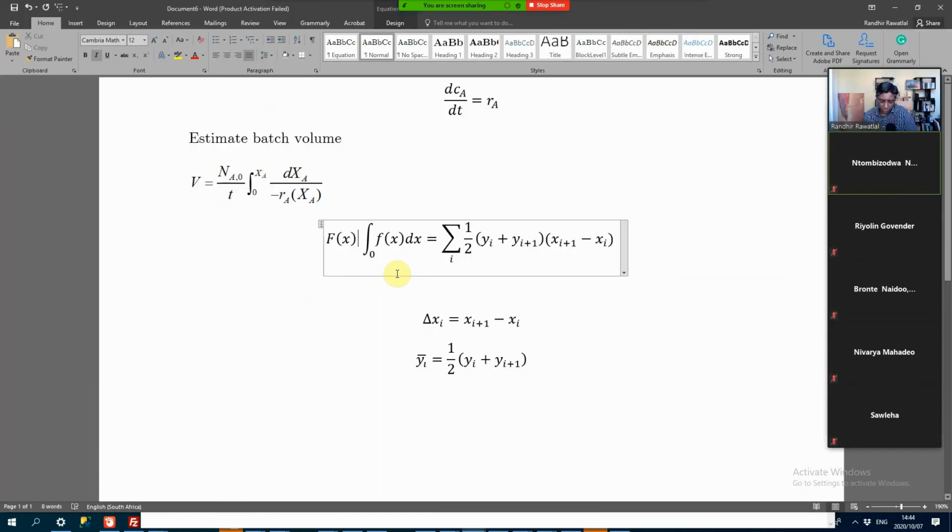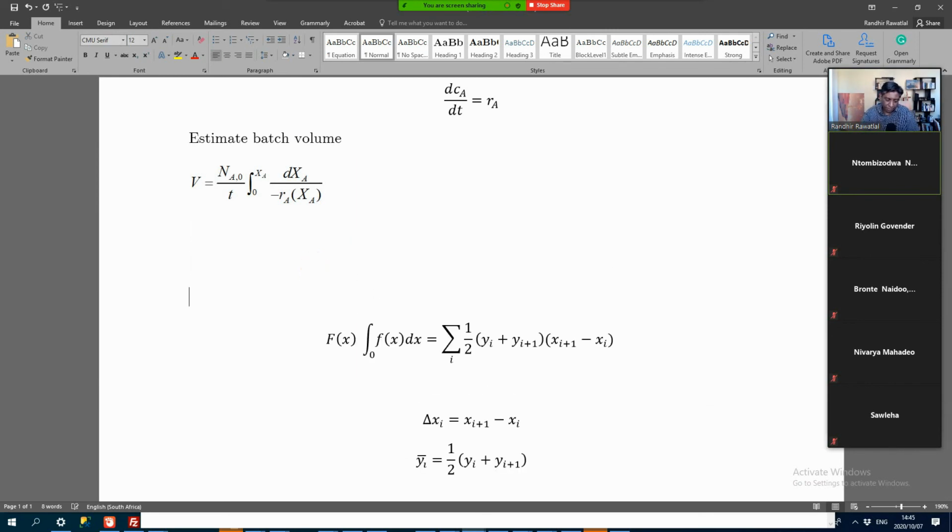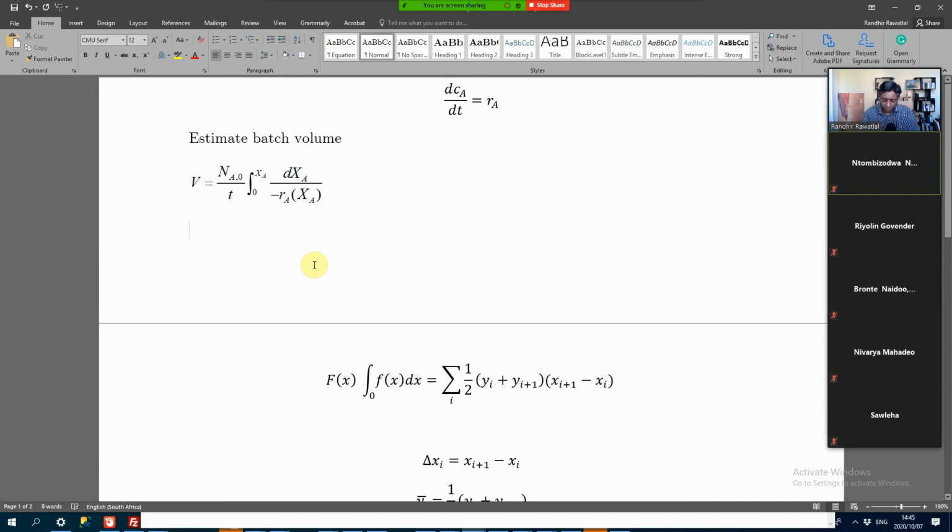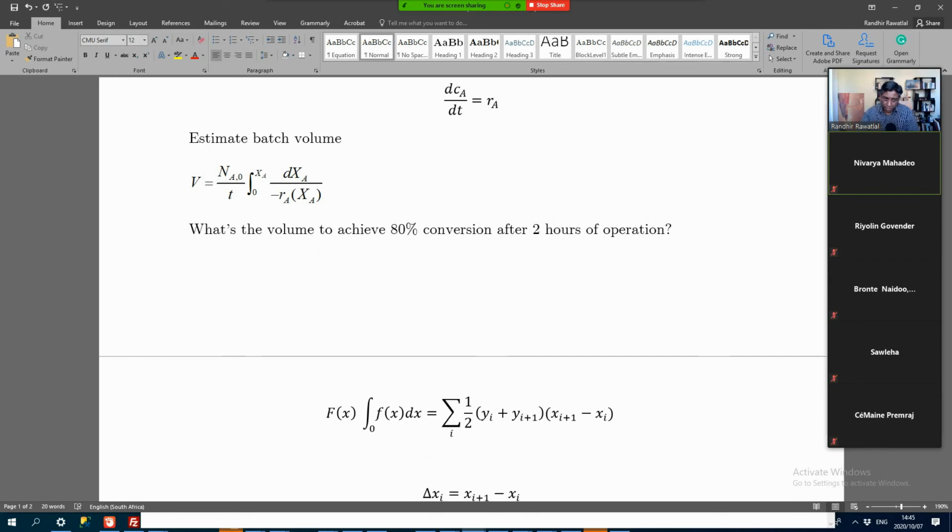Okay, so what did we want to do? We wanted to estimate the batch volume, which we said was this. So let's define a bit of a question for ourselves. Let's say, what's the volume to achieve, let's say, 80% conversion after 2 hours of operation? Right, so let's say that's the specification. Then clearly we need to integrate 0 to 80% here.